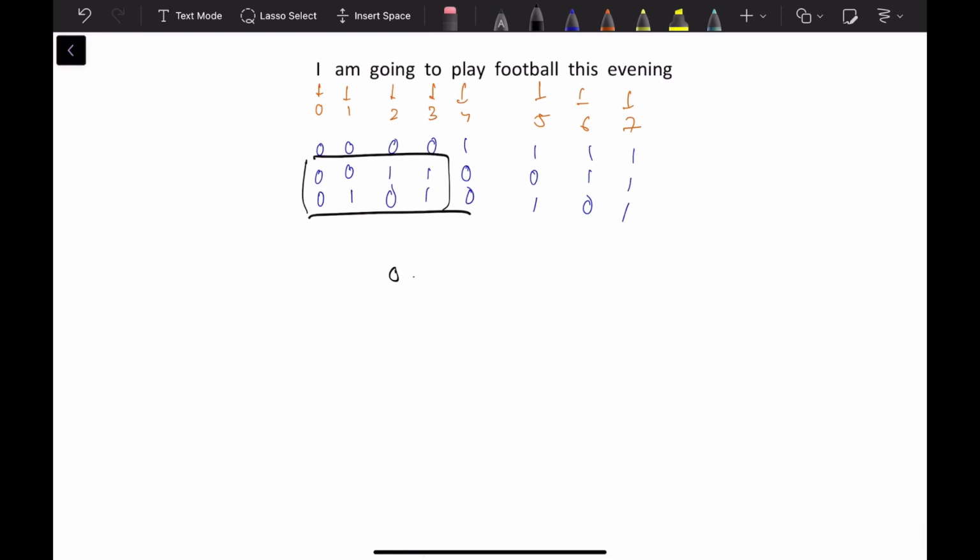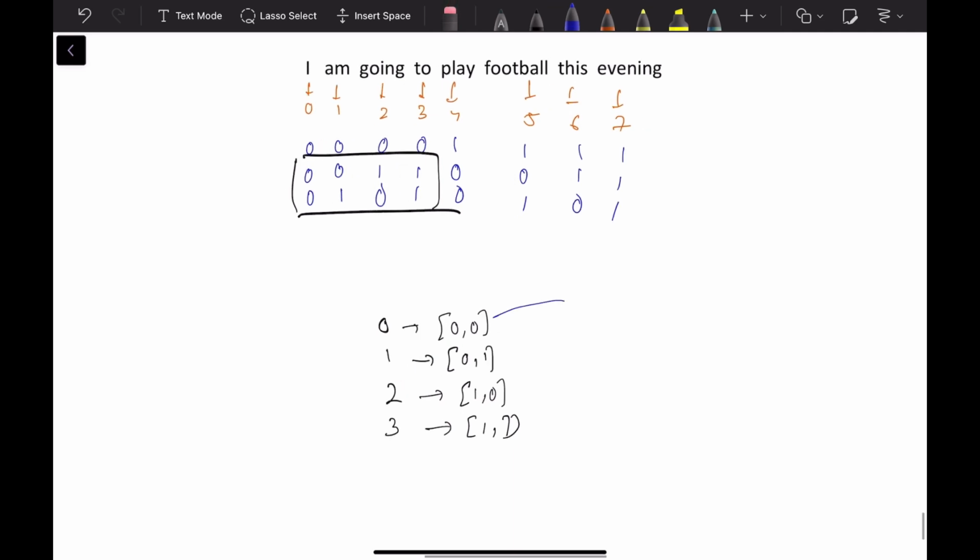For 0, we have 0, 0. For 1, we have 0, 1. For 2, we have 1, 0. And for 3, we have 1, 1. Let's assume that this is embedding dimension 1 and this is embedding dimension 2. Let's try to plot this on a graph to see if it's discontinuous or not.